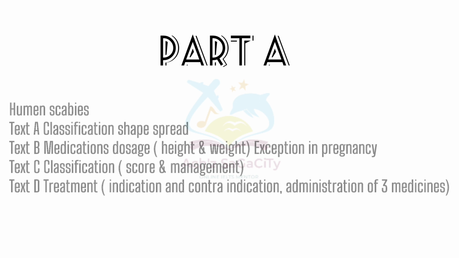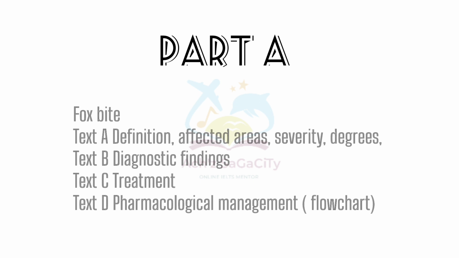Test A was classification about the shape, spread and all. Test B was about a medication, dosage, and they divided based on height and weight, and also about the exceptions in pregnancy. Test C was the classification based on the score and management. Test D was the treatment, indication, contraindication, and administration of 3 different medications.